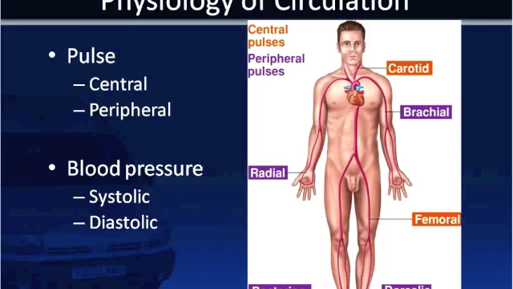Central pulses are located close to the heart, such as the carotid and femoral pulses, and peripheral pulses are located farther away from the heart, such as the radial, brachial, posterior tibial, and pedal pulses.